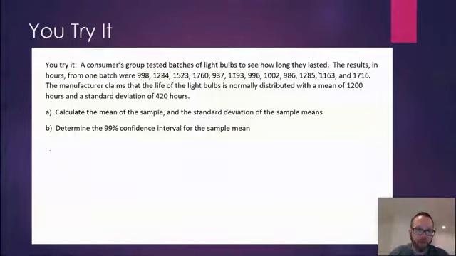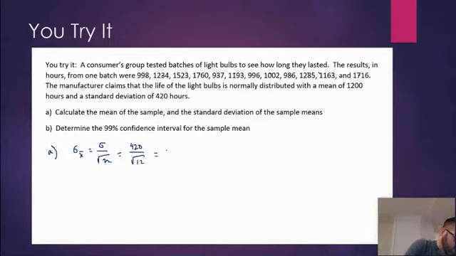We've got our n value, so we'll be able to find that standard deviation of the sample means pretty quickly. I'll maybe do that first, actually. So sigma x bar is just sigma over root n. I think I counted 12. Yeah, 12. So that would be 420 divided by the root of 12. About 121, we'll say.